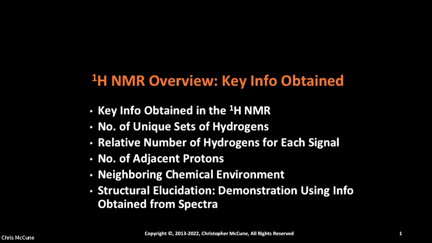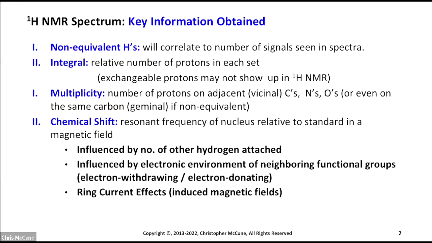Okay, so the key information obtained in a proton NMR include the number of unique sets of hydrogens, the relative number of hydrogens for each signal, the number of adjacent protons, we get that from the splitting pattern, and then the neighboring chemical shift or electronic environment. That's where we look at chemical shifts. And then this is helpful for structural elucidation. And so I'll just demonstrate using info obtained from the spectra to help us do that. So these are the four pieces of information one gets from a proton NMR.